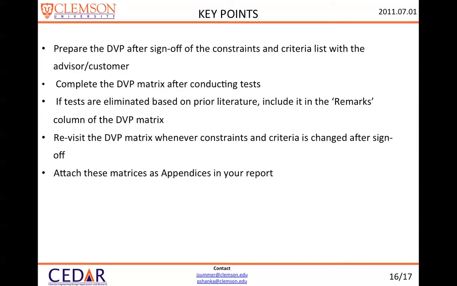And finally, revisit the DVP matrix whenever constraints and criteria are changed after sign-off. This is a very important step because as you move along in the design, the requirements keep evolving and the requirements may change. So once there is a change in the requirement, you may have to go back to the DVP matrix, look if the acceptance criteria, test measures, everything holds good. And if it's good, you can leave it as such, and if it's not, you go ahead and modify it and make sure the responsible person is informed. After you are done with all your reports, please attach these matrices as appendices in your report and finish.